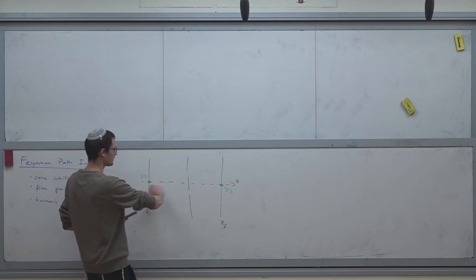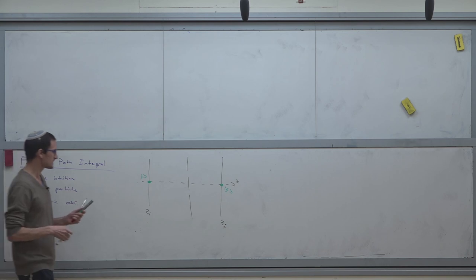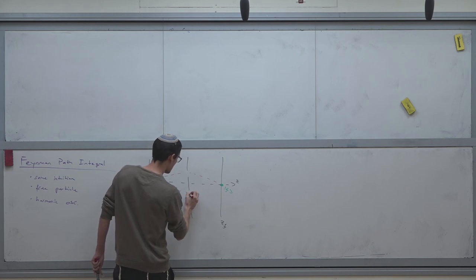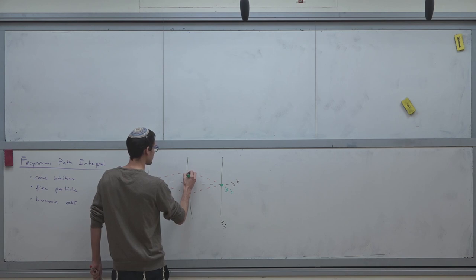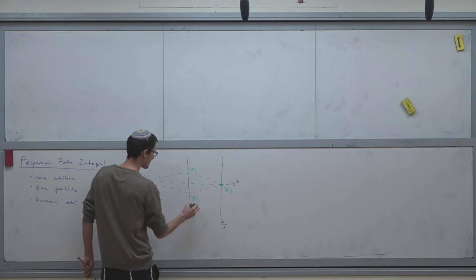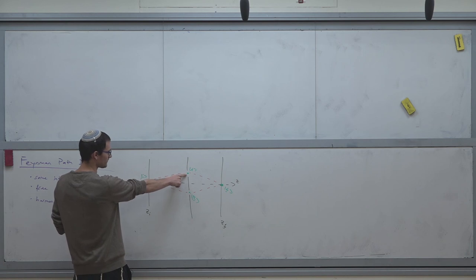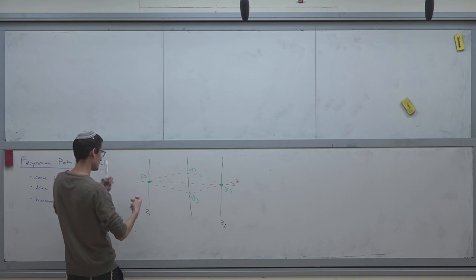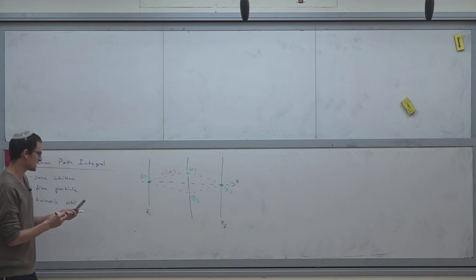And then it can go through either the upper or the lower slit. And there is a probability to go through either one. So if this is slit A, so if the particle is here, I call this state A, and if the particle is here, I call this state B. So the probability of going from the initial state to this upper slit is given by the overlap between the two states.